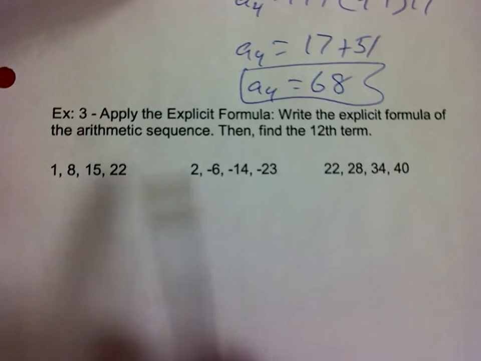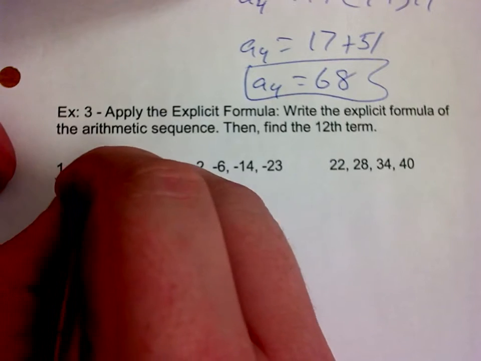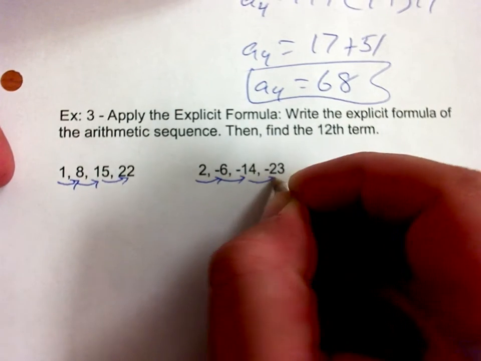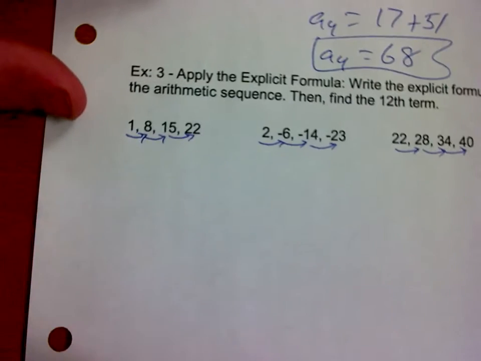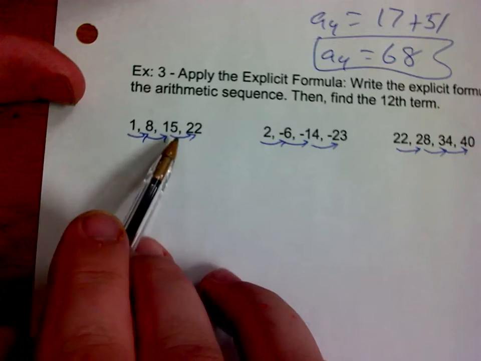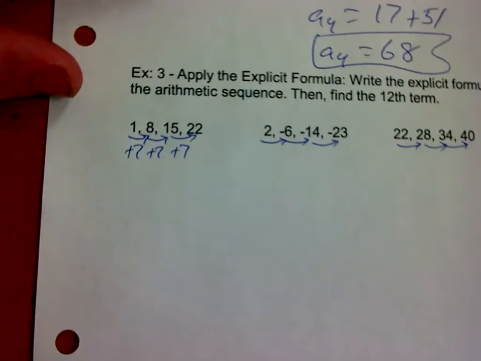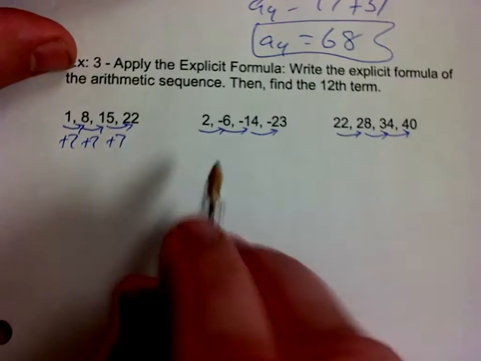Okay? They want us to find the 12th term in all these sequences. Now, first things first, what I do recommend you always do, make sure you're dealing with arithmetic sequences. Okay? So you never know when one of them might not be that. So for instance here, to go from 1 to 8, 8 to 15, 15 to 22, we are doing the same thing each and every time, and that is adding 7. So that's going to be our common difference for this one.